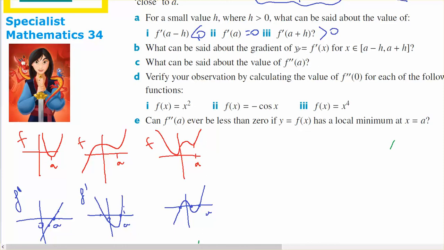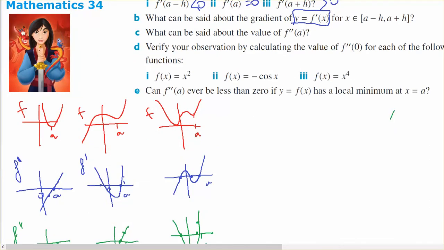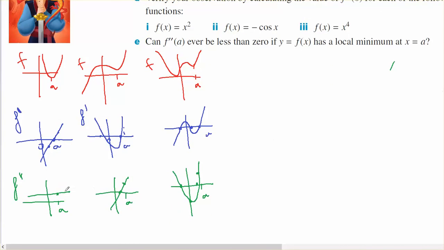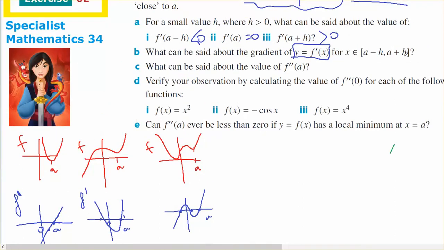What can be said about the gradient of f dash of x? That is the value of the second derivative during the interval from just to the left of a to just to the right of a. So the second derivative is going to be positive either side of a. So I can say that it's going to be bigger than 0.